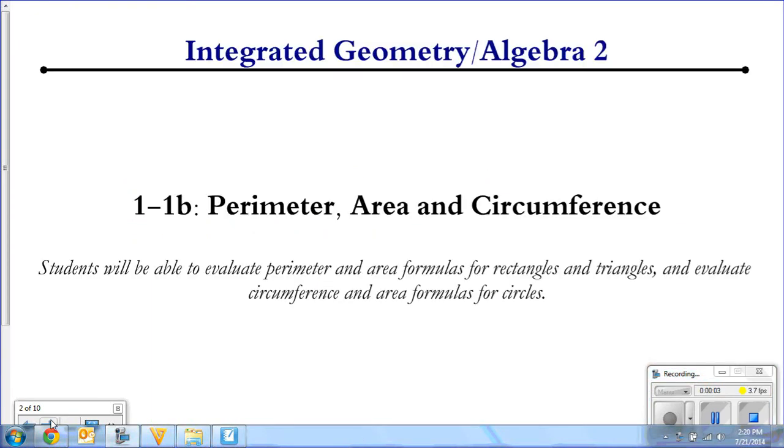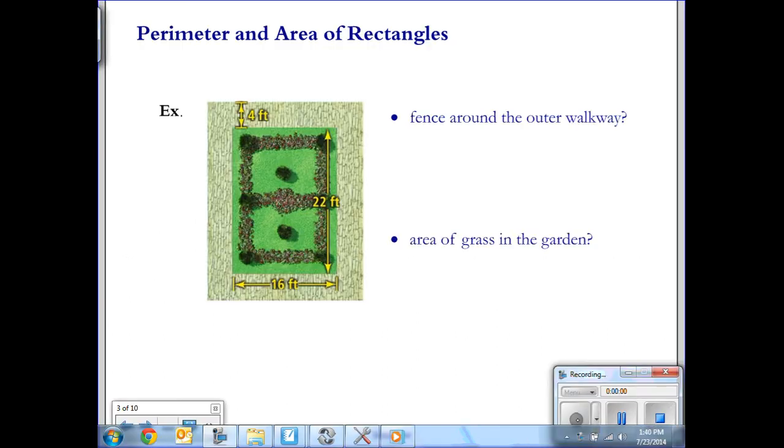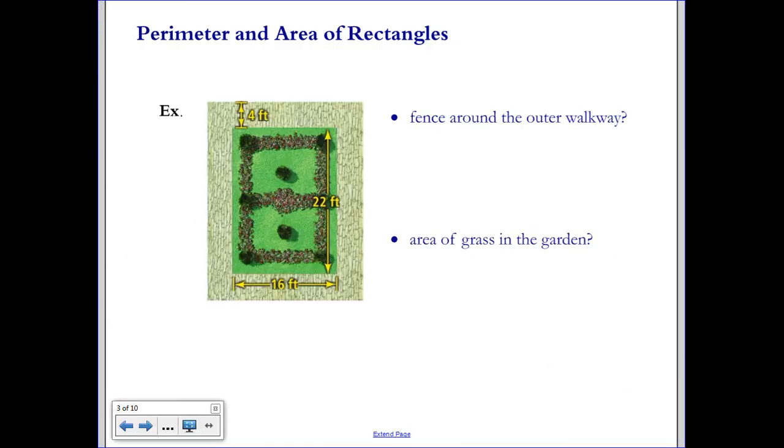This video is about perimeter, area, and circumference. So for perimeter and area of rectangles, let's start with an example.